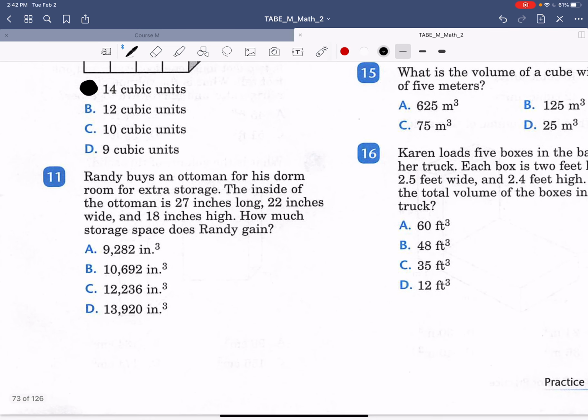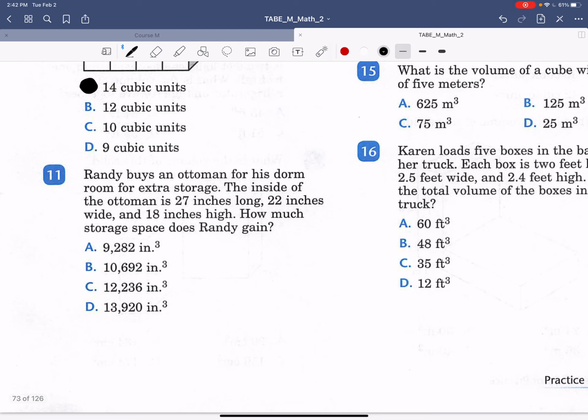Number 11. Randy buys an ottoman, that's a footstool, for his dorm room for extra storage. The inside of the ottoman is 27 inches long, 22 inches wide, and 18 inches high. How much storage space does Randy gain? Well, I'm not going to draw the ottoman, but I am going to draw the variable box because I think that's important. You don't have to, but it will help you not make mistakes. If you have time, sometimes you don't have time to do all this.